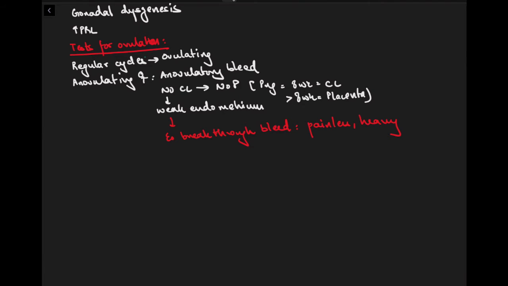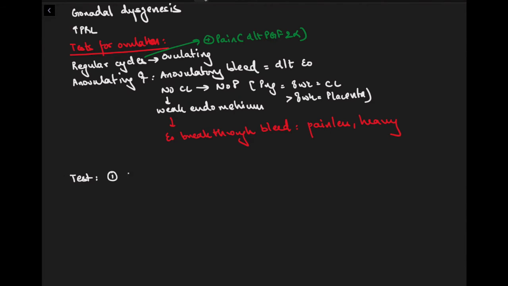So, regular cycles with pain is an indirect indication of ovulation. Pain occurs due to PGF2 alpha, which is released due to the constricting action on the spiral arterioles. While the indirect sign of anovulation will be heavy, painless, breakthrough bleeding due to the effect of estrogen. Now let us see the tests for ovulation.